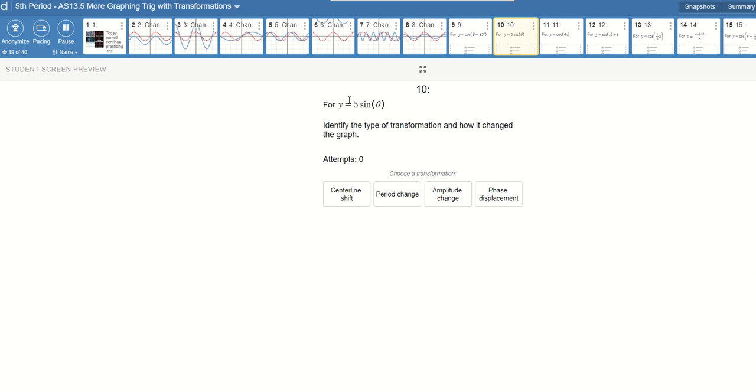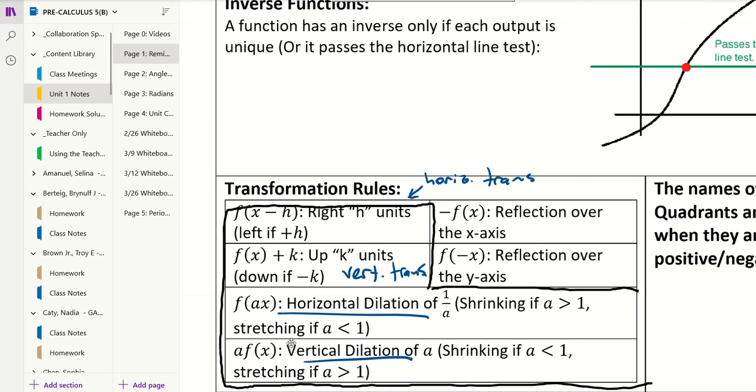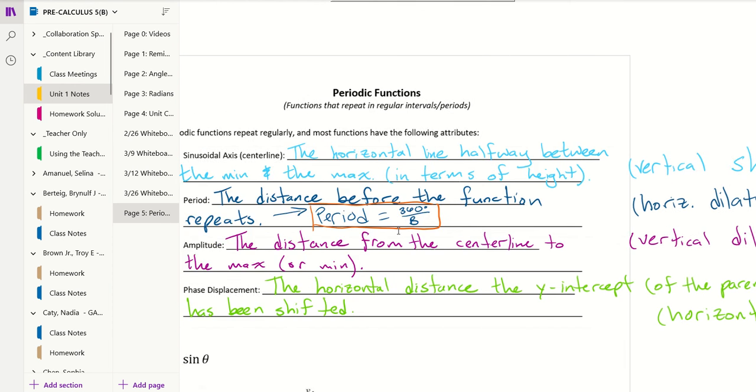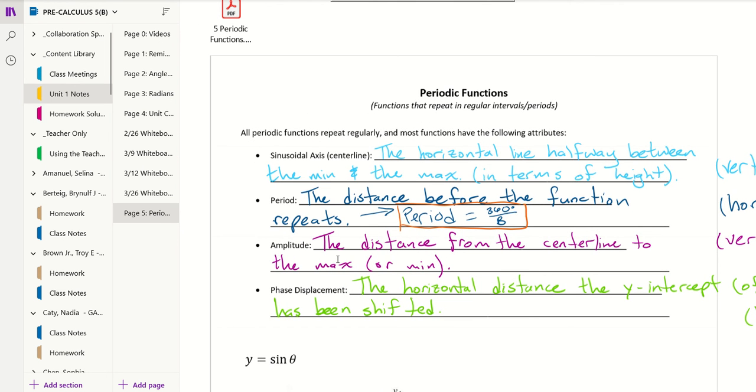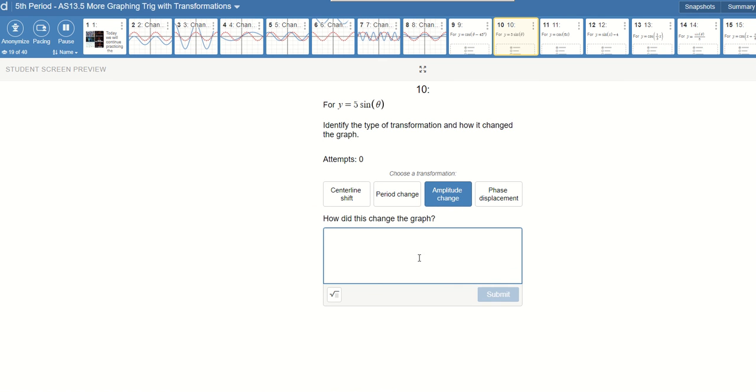5 sine theta, so we're multiplying outside of the parentheses. Outside of the parentheses, that means y. Multiplying means dilation. So this is a vertical y dilation. If we want to look at which one's a vertical dilation, it's the purple one, and that is the amplitude. It's the height of the function. Amplitude change, and it's going to be 5 times taller because it's the height.